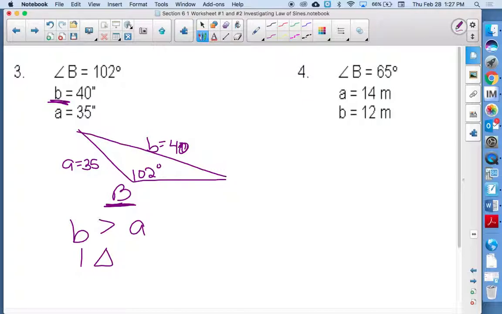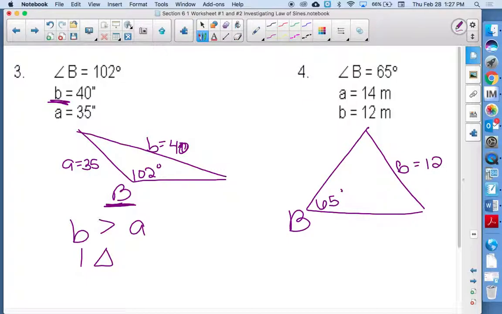So number 4, again gives you angle B. If I was drawing this, and that's the important part, I'm putting B on the left. 65 degrees. Across from it is side B. Attached to it is the other side, and that's an A. So I still have angle side side, even though it's letter B.